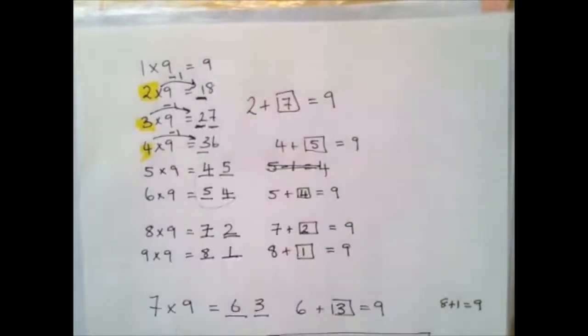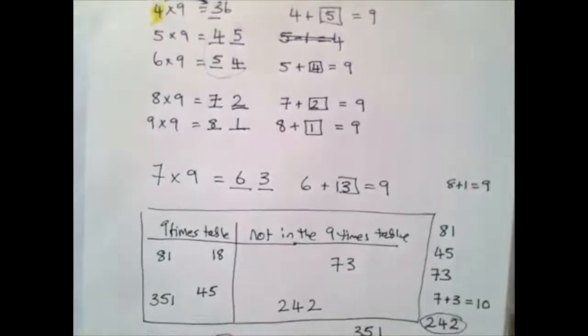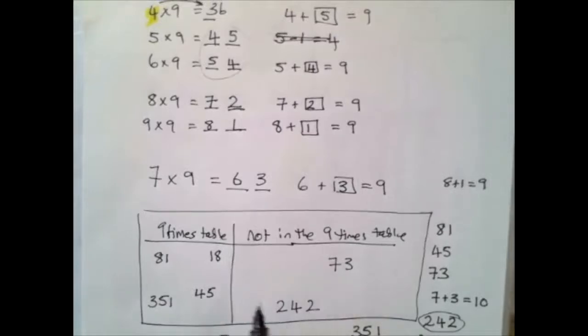So we can use all of those patterns to help us know when a number is in the 9 times table and when it's not in the 9 times table by adding those digits together.